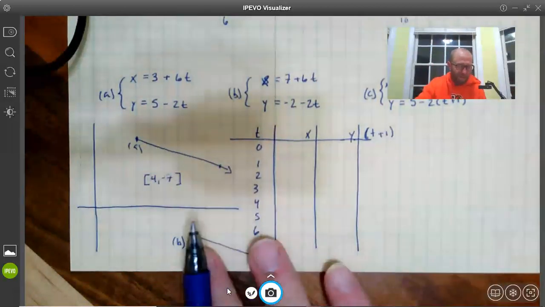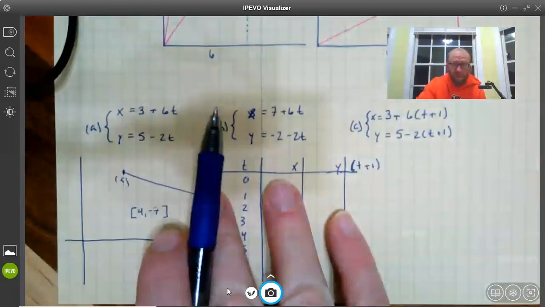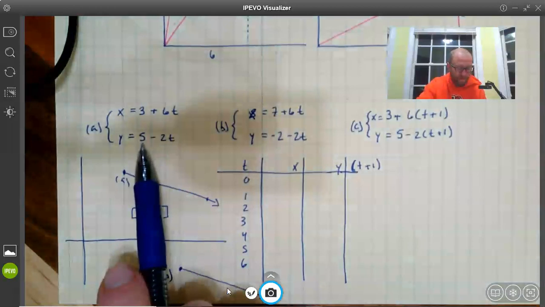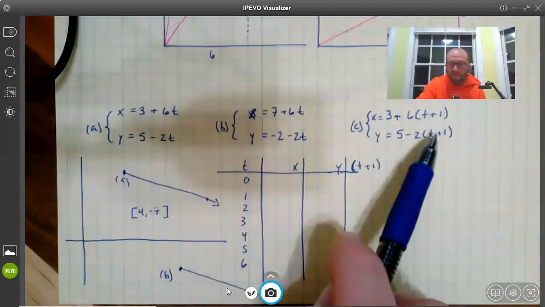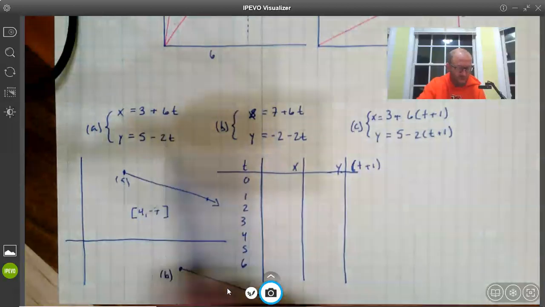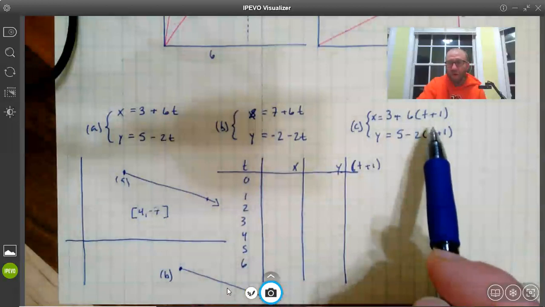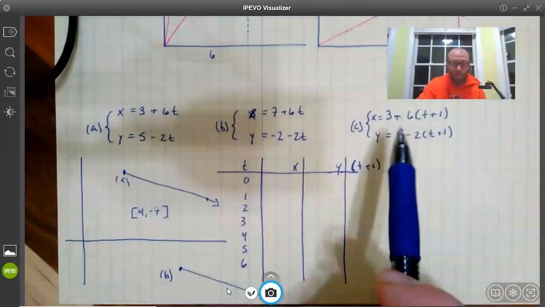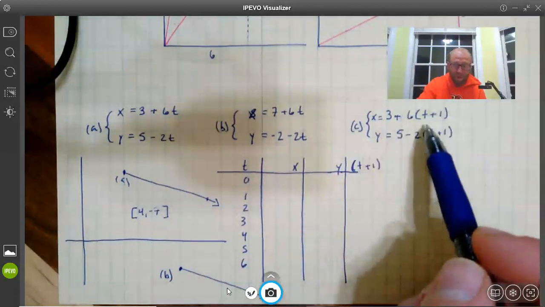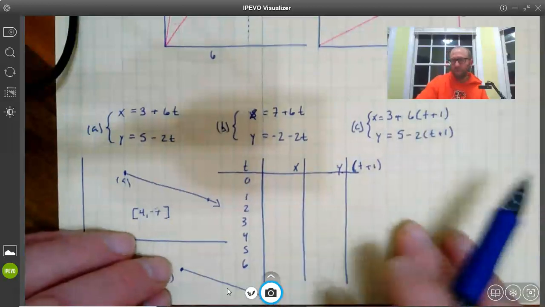Now C is a little bit different, because notice that C has the same starting point as A, and the same rate of change, 6 and negative 2, but we've added 1 to the t before we multiply it by 6. So we just replace t with t plus 1. We'll see what that does. And let's take a look at a table real quick.